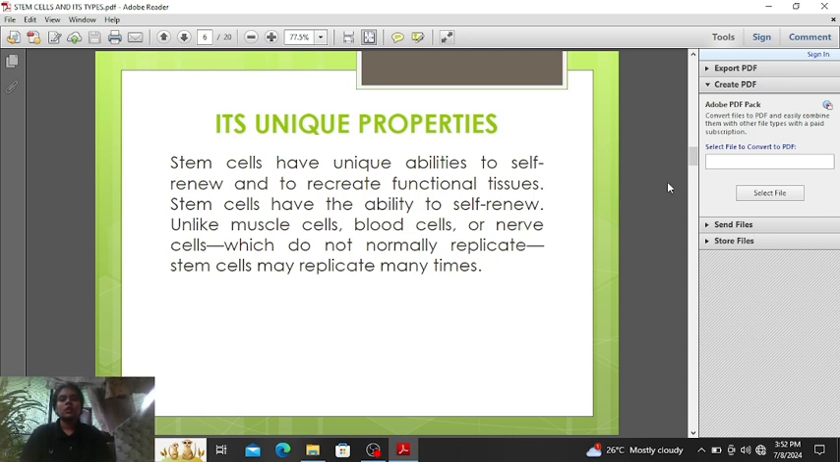And some of the unique properties of stem cells is that they have the ability to self-renew, and they can recreate the functional tissues, which are basically not possible by other cells such as muscle cells, blood cells and nerve cells. And the main unique property of stem cells, we can say, is that they can replicate many times, but other cells cannot do that.